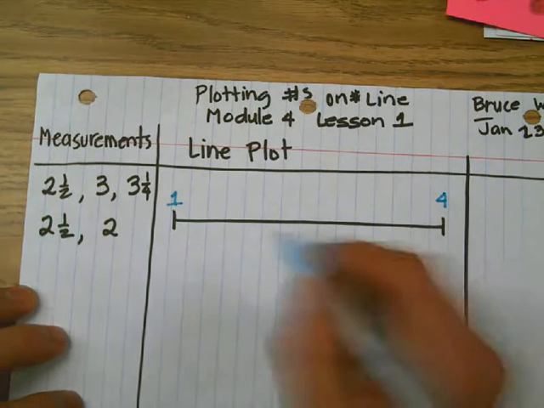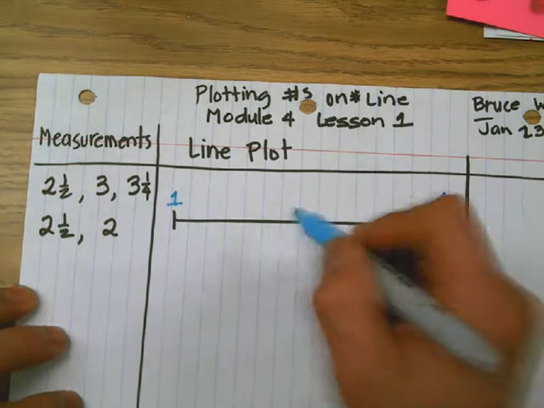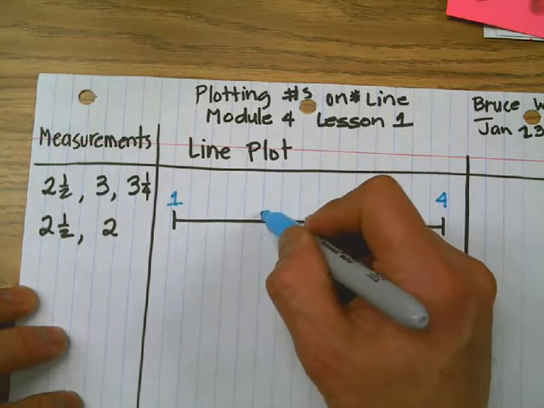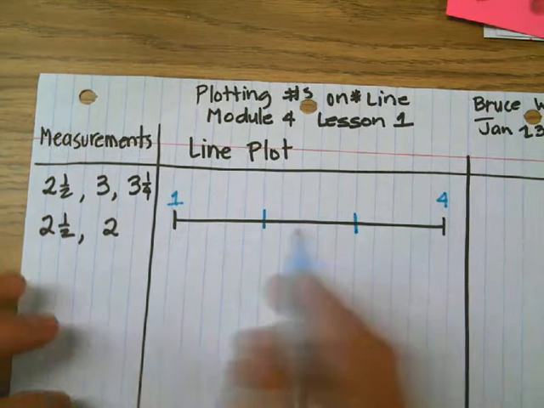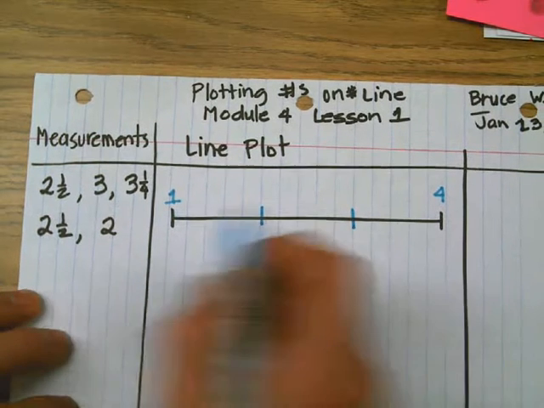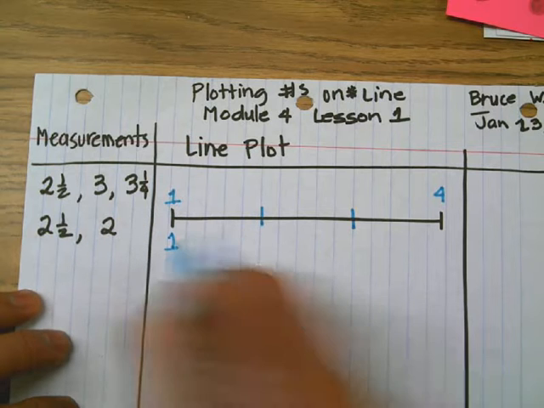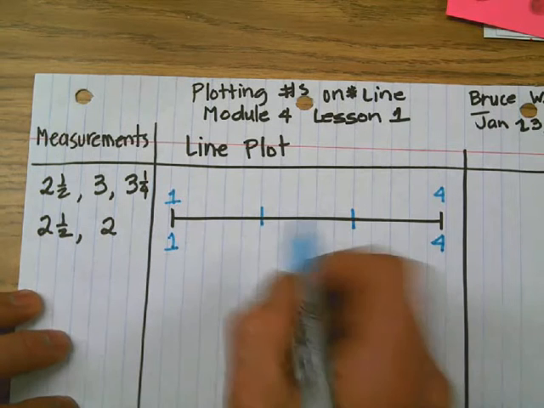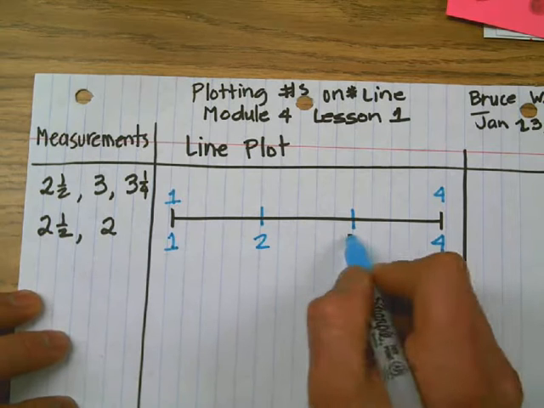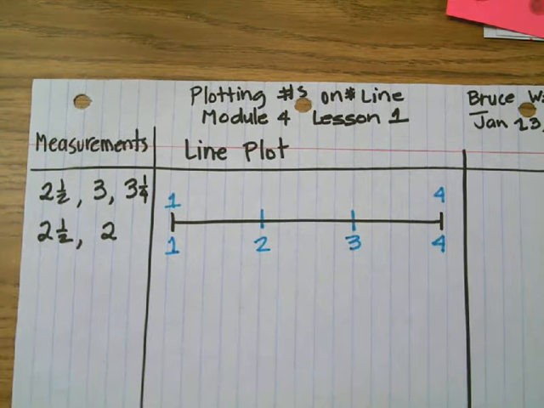So that will be 1, 2, 3, 4. Okay, so let's mark this right here. So that is sort of even. And usually the numbers go on the bottom. I keep making this mistake. So this should be 2, and this should be 3. Okay, my friends, so now let's plot the numbers.